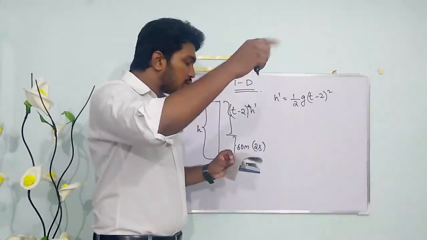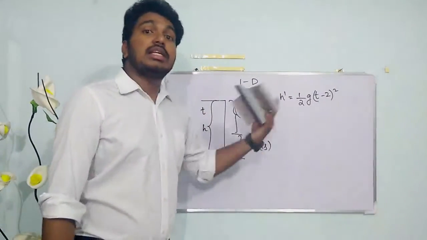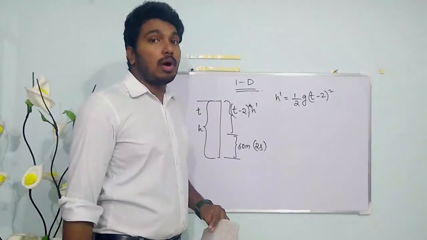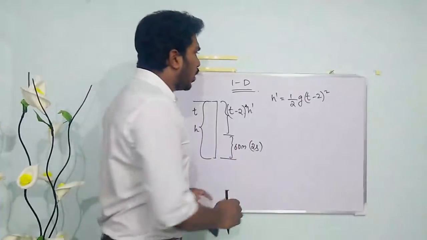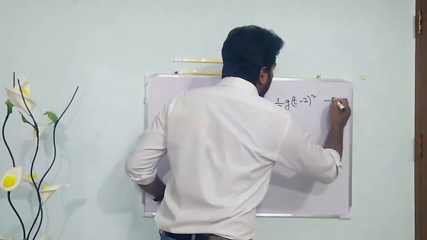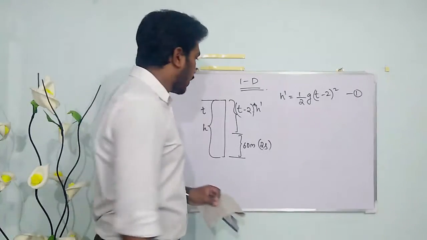Now again the ball is dropped. It is mentioned in the question. Like in the previous question, since it is dropped, initial velocity will be what? 0. Right? No doubts there, right? So now, here first equation is this. H dash is equal to half into g (t minus 2) the whole square.